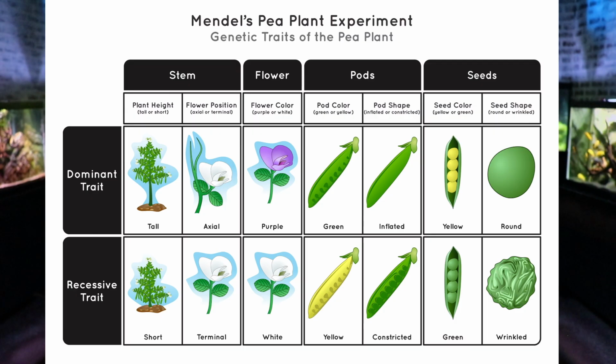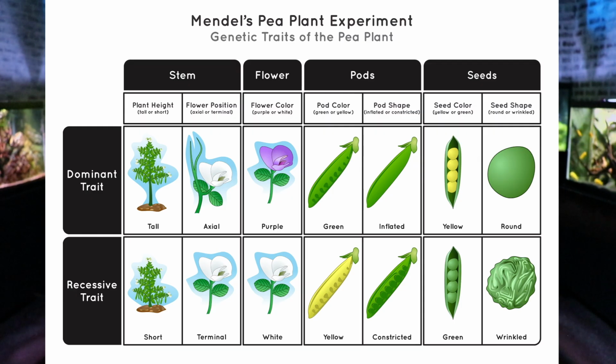The characteristics are the things that you see at the top. Things like stem length, flower color, pod shape and color, seed shape and color. And so these things are characteristics. And then you have the traits, which are how the characteristics are expressed. So when it comes to stems, you've got the stem, which is the characteristic, and you've got the trait. Is it tall or is it short?